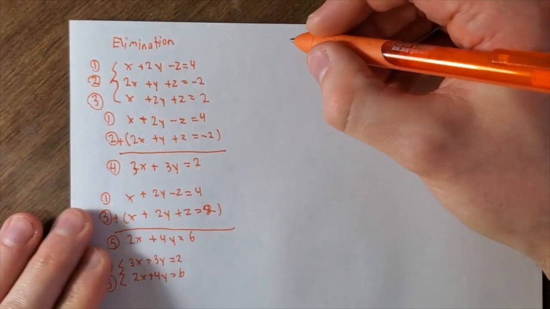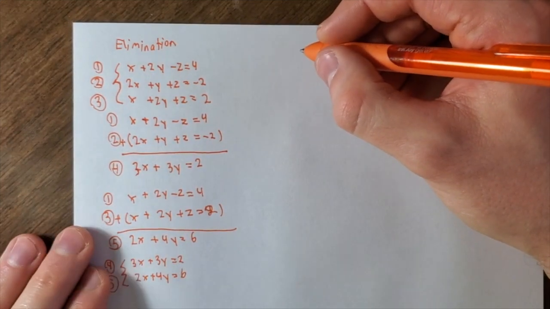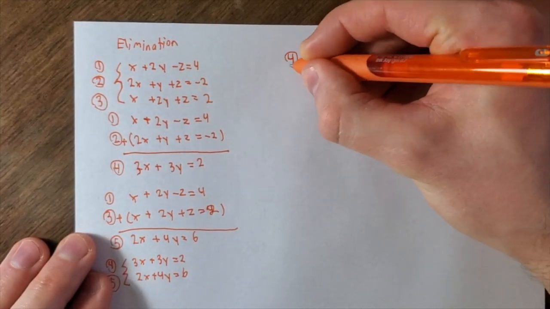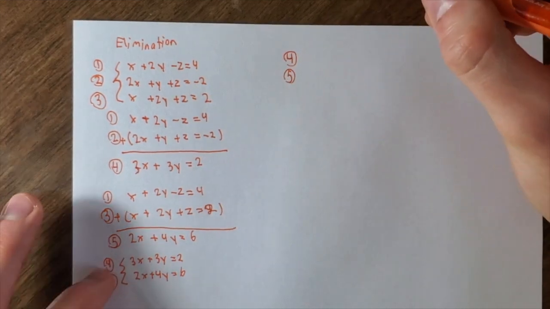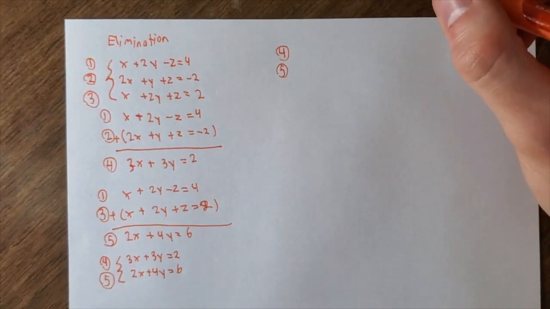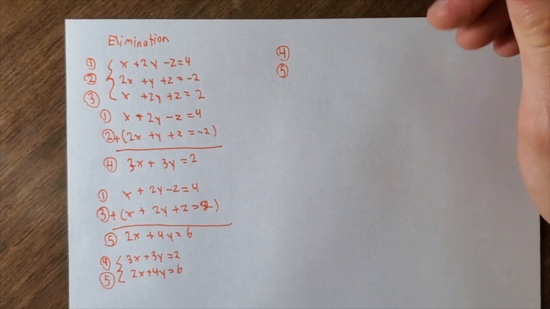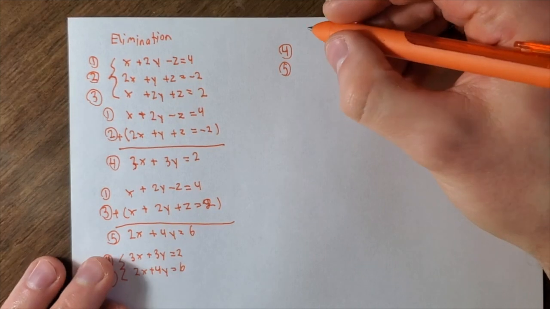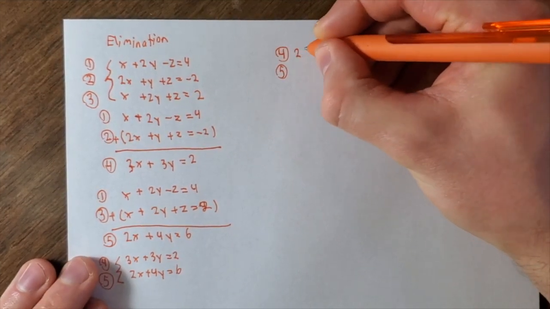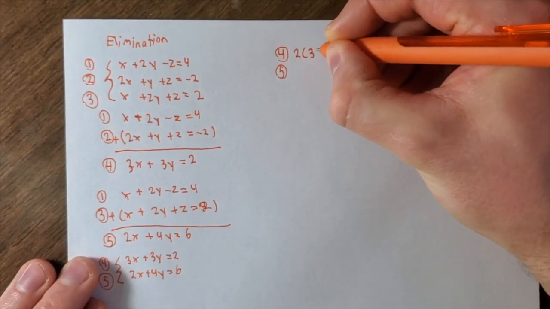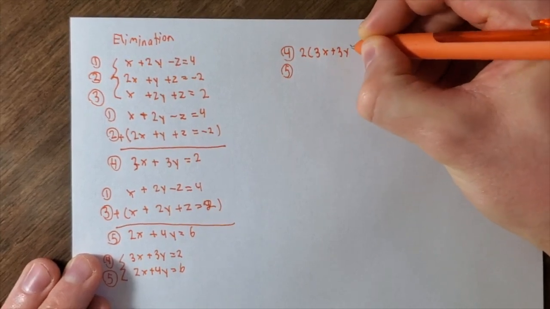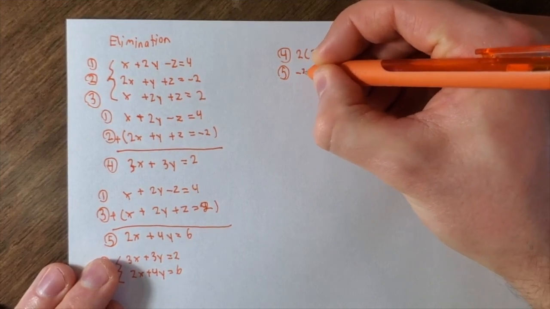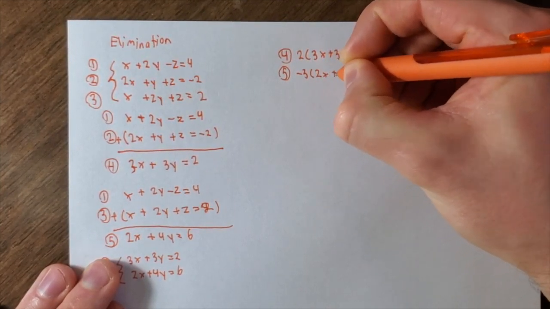So let's again stick with our elimination, and we'll try and eliminate one of these terms here with equations 4 and 5. So I can see with 2 and 3 for our x coefficients, we can just multiply them by one another and make one of them negative. That way we can cancel out our x terms. So I'm going to multiply equation number 4 by 2 on both sides, and equation number 5 by negative 3 on both sides.